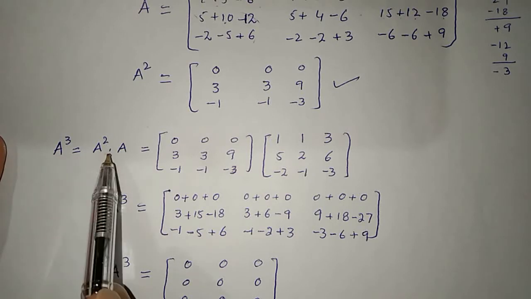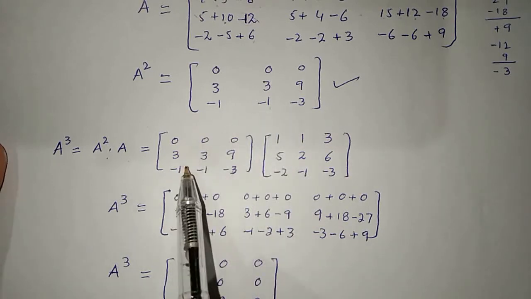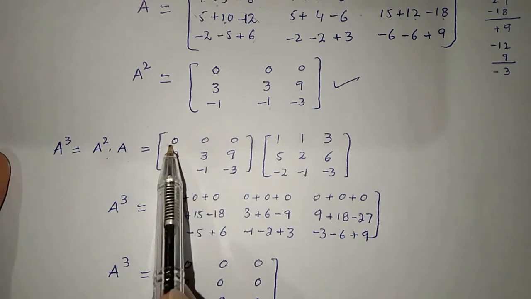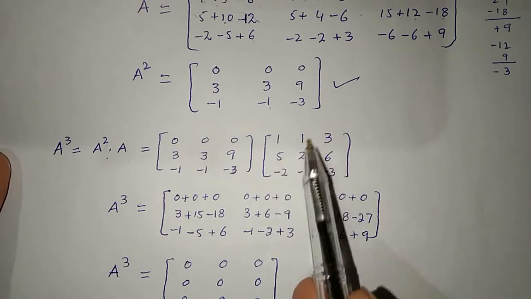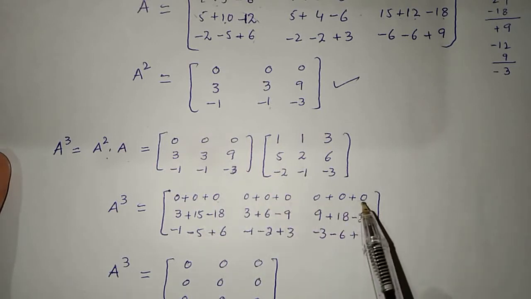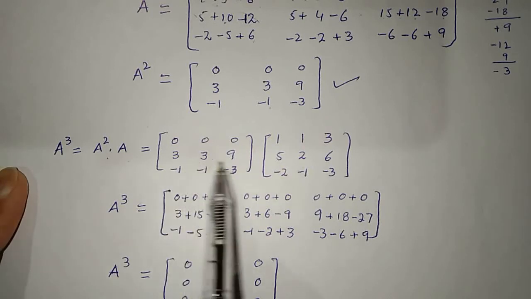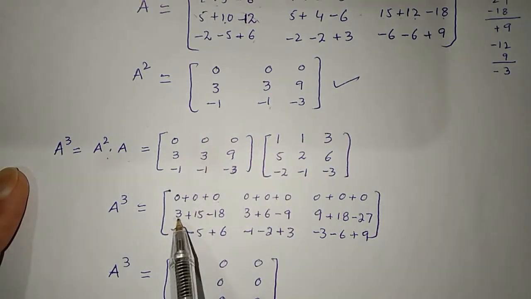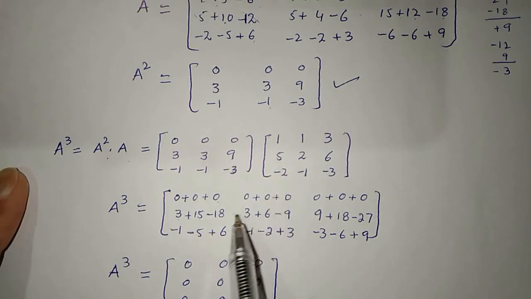A cube is equal to A square multiplied by A. A square is this matrix. So A square multiplied by A is this one. When we multiply, 0, 0, 0 is multiplied with first column, second column and third column. So 0 plus 0 plus 0 in all the entries of the first row. And then second row is multiplied with first column. So 3 into 1, 3, 3 into 5, 15, 9 into minus 2, minus 18.